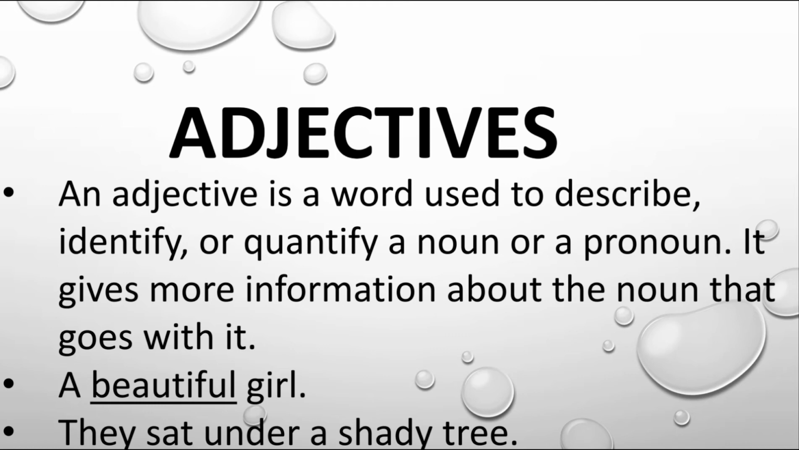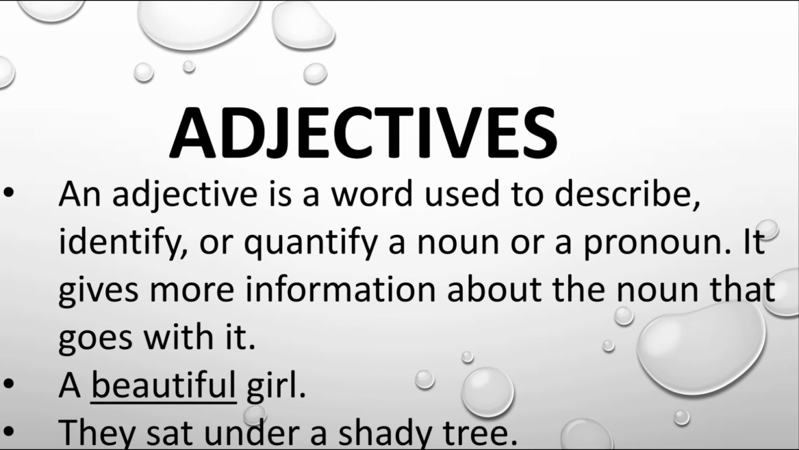Now look at these sentences. A beautiful girl. Here, girl is a noun and beautiful is an adjective which describes a noun. Next example is: they sat under a shady tree. Shady is an adjective which describes a tree, which tells you the quality of a tree.